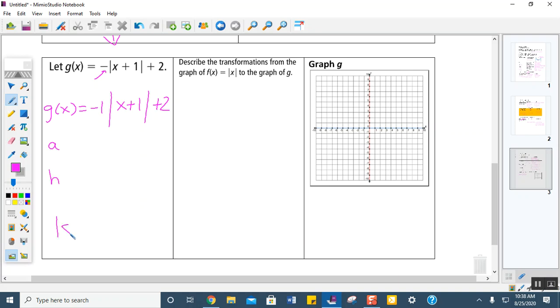Okay? And I think it's important to identify your a value, your h value, and your k value. Okay? This a value is negative 1. H will be negative 1 in here. Again, inside the stuff like that, you kind of do the opposite. And then k out here is a plus 2.